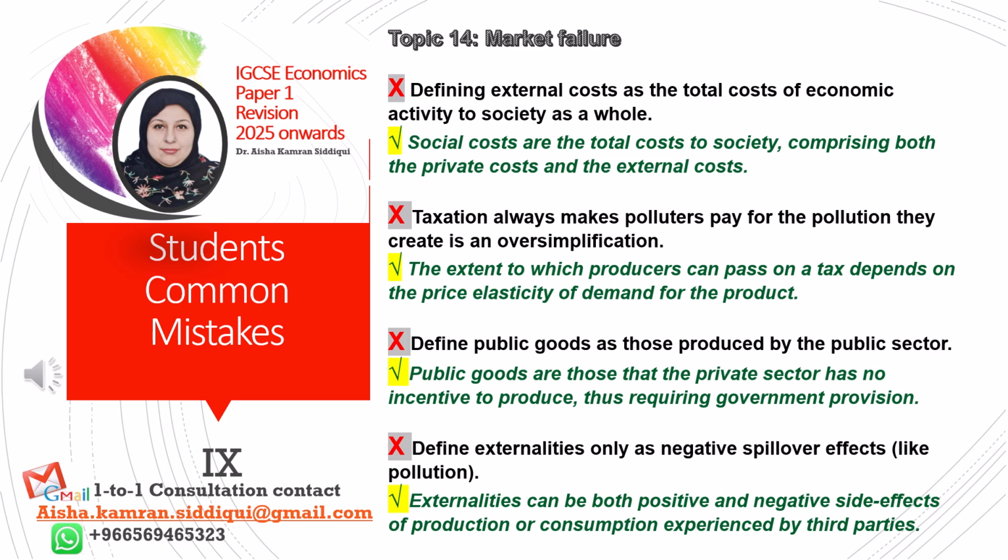Third, students define public goods as those produced by the public sector. The correct answer is that public goods are those that private sectors have no incentive to produce, thus requiring government intervention to provide them. Number 4, students define externalities only as negative spillover effects like pollution, whereas externalities can be both positive and negative side effects of production or consumption experienced by third parties.